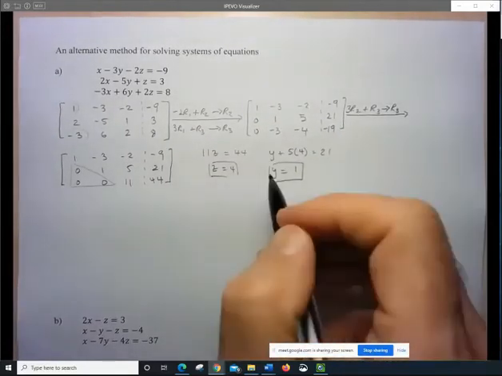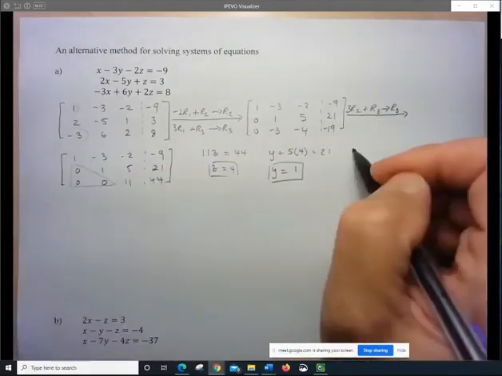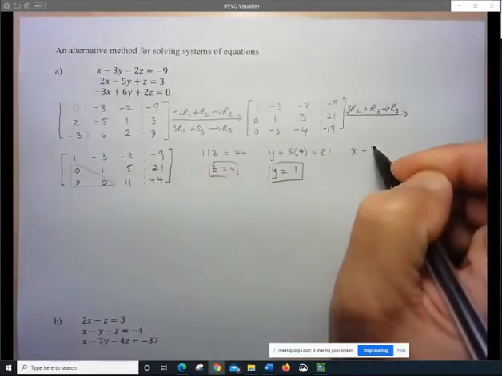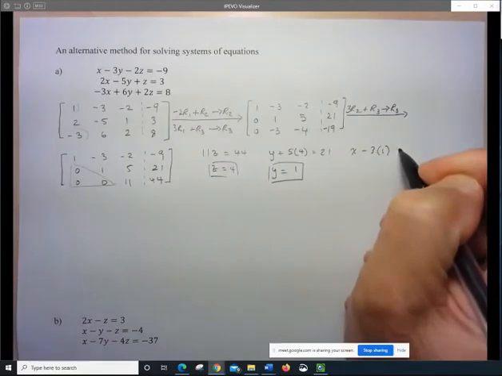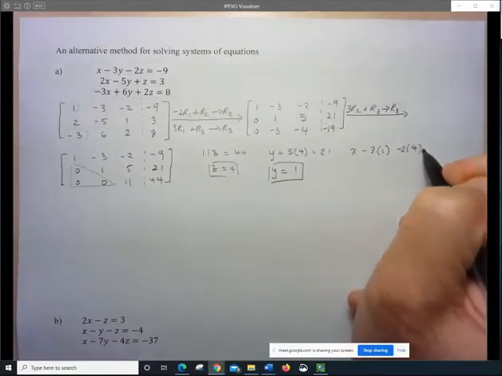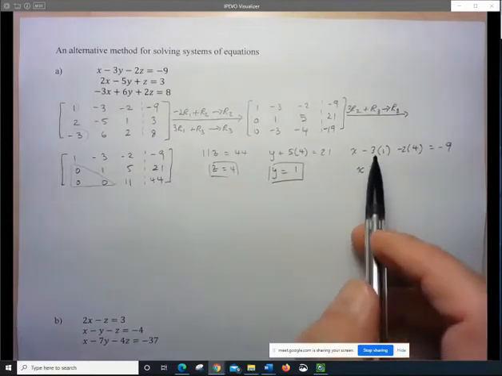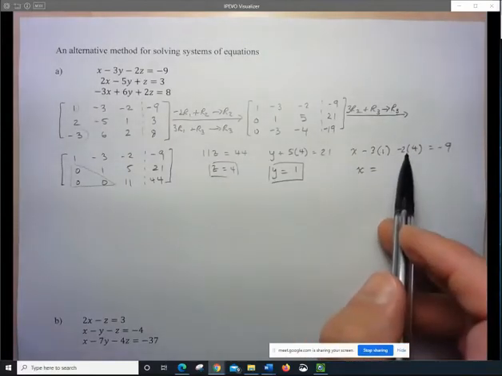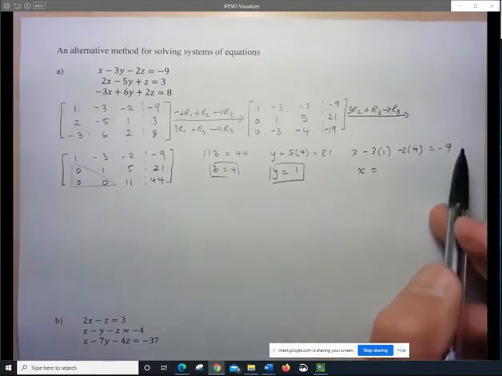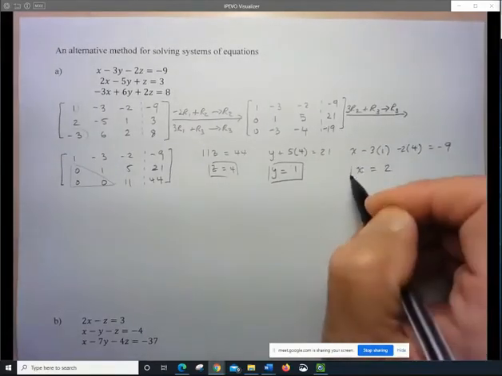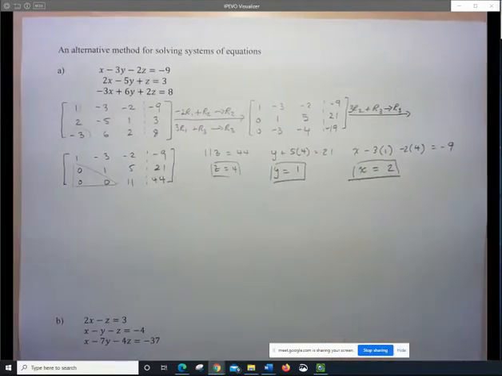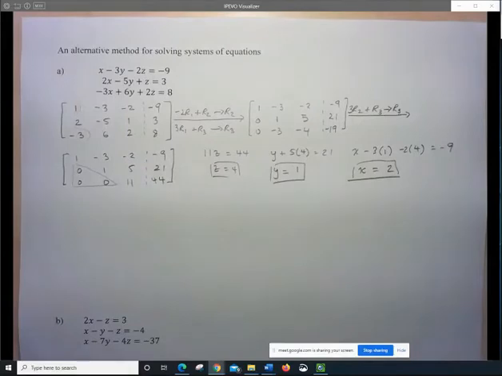And then lastly, I can take these two and put it into the first equation. x minus 3 times 1 minus 2 times 4 is equal to negative 9. So x is equal to, so negative 3 minus 8 is negative 11. Bring that to the other side, plus 11. x is equal to 2. And there's your solution, which is the one we got before.